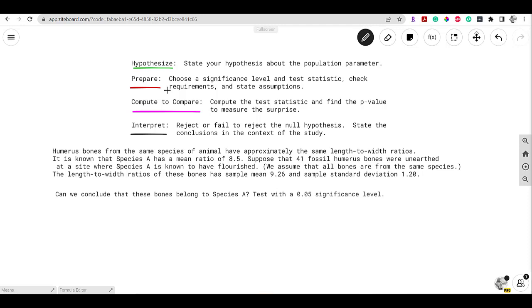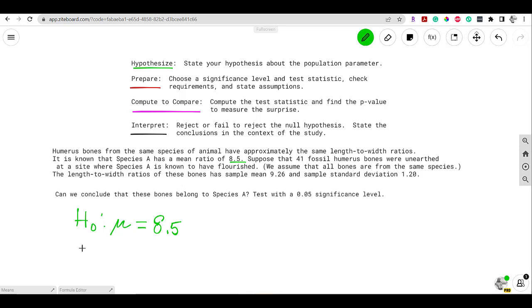Okay, first things first, I've got to write my hypothesis. So here we're talking about a mean ratio, not a proportion or a percentage. So I need to think about my H0, which is going to state what we see in the population, and we're using mu because this is regarding a mean. So we're going to have mu equals the mean ratio of 8.5, because that's what we're expecting for species A to have.